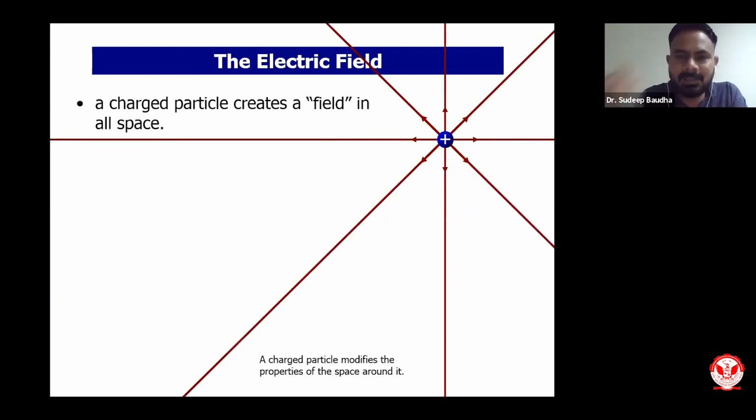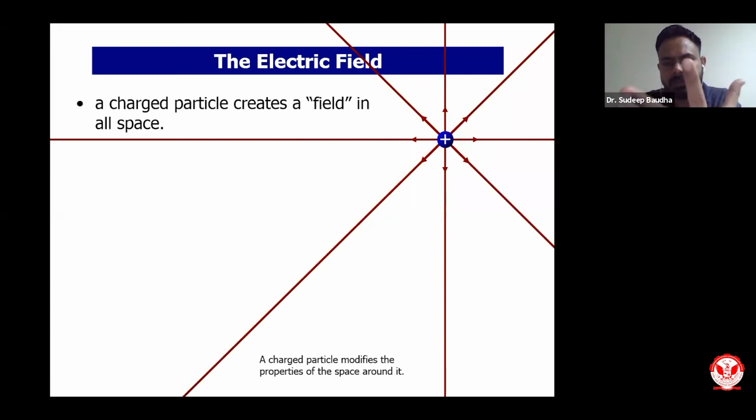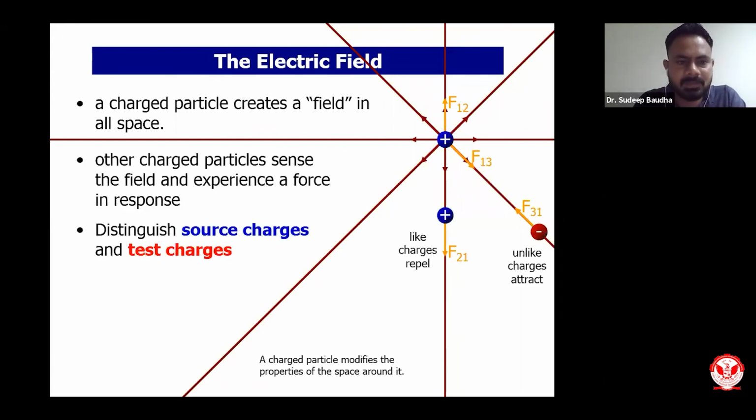And this is very interesting. I have explained to you the concept of divergence, so electric fields are divergent in nature. As you can see, again, this is a charge, and these electric fields are coming out from the particular charge. This is how electric field is created because of point charges. Other charged particles sense the field and experience a force in response. That is what we understand.